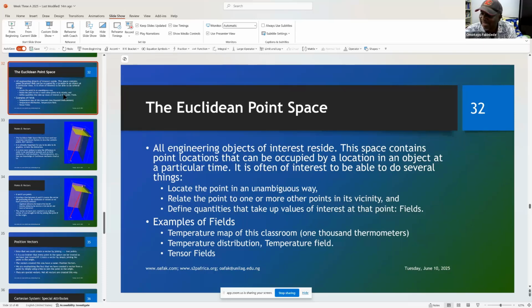Suppose it is not a thermometer I gave you. Suppose what I gave you is a velocity meter, and maybe wind is blowing, and the velocity at different points is giving different values.